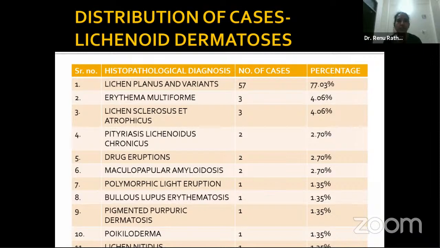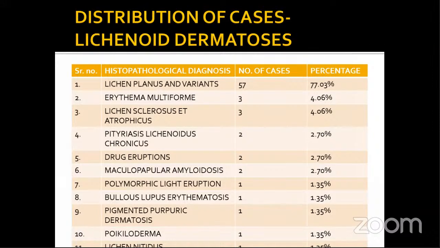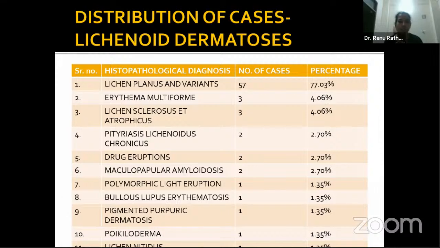This table is showing distribution of cases of lichenoid dermatosis. So lichen planus and its variants were 57 cases, 3 cases of erythema multiforme, 3 cases of lichen sclerosus et atrophicus, 2 cases of pityriasis lichenoides chronica, 2 cases of drug eruptions, 2 cases of maculopapular amyloidosis, 1 case of polymorphic light eruption, one case of bullous lupus erythematosus, 1 case of pigmented purpuric dermatosis, 1 case of poikiloderma, and 1 case of lichen nitidus was also there.